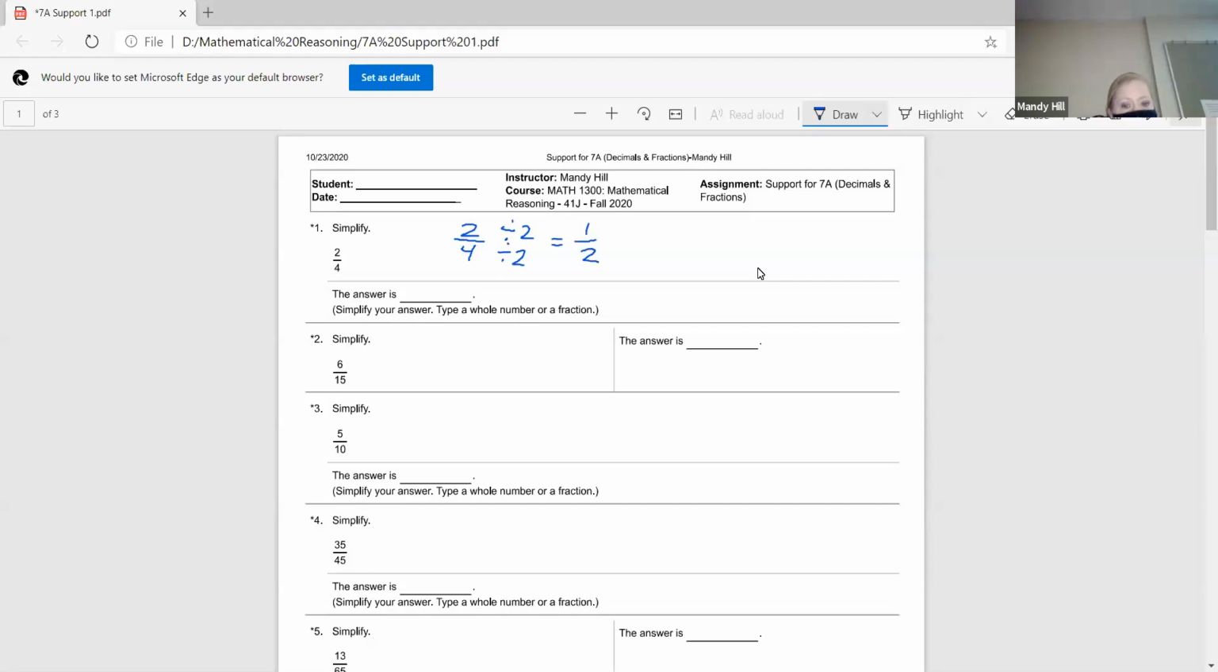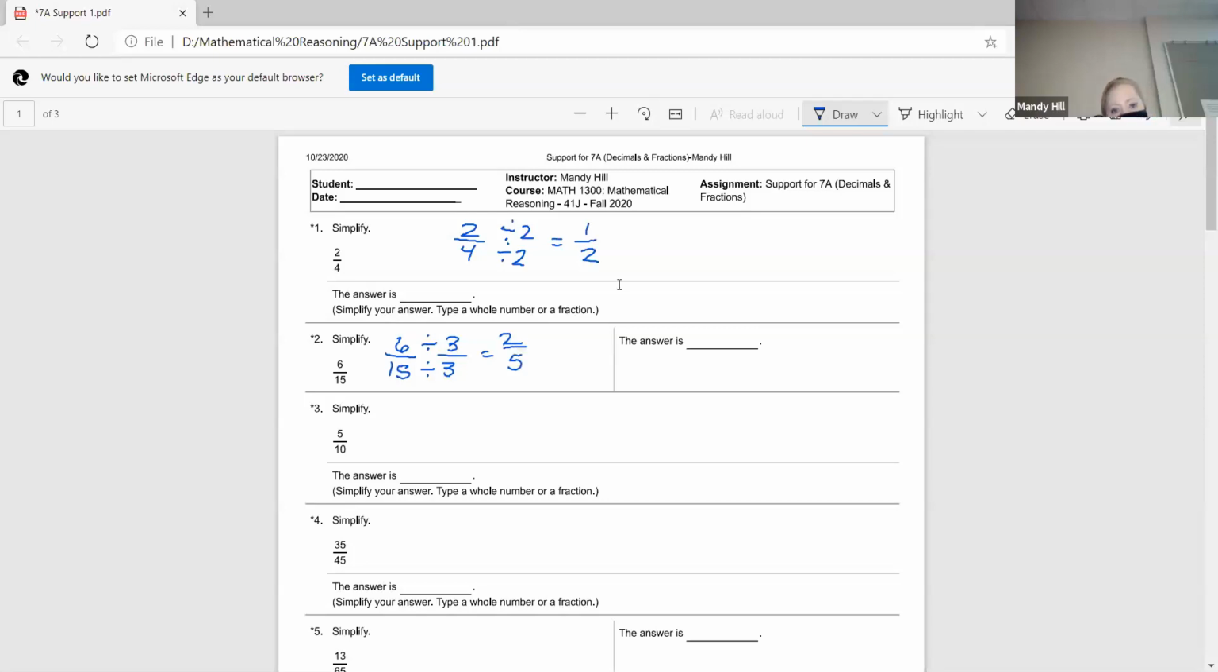Okay. But the calculator does this for us. So if you've got that graphing calculator, I would definitely use that. On the next one, I'm not going to work all of these like this, but if we have 6/15, you're going to have to be able to recognize the biggest number that goes into both of those. I think it's 3. So 6 divided by 3 is 2, and 15 divided by 3 is 5, which is 2/5.